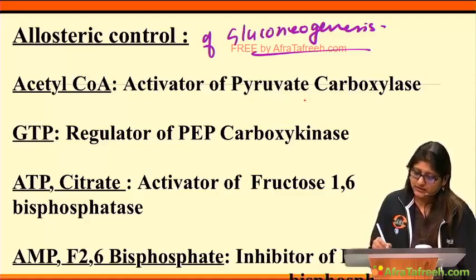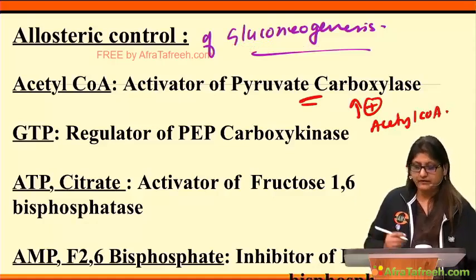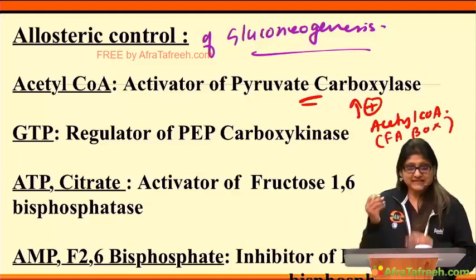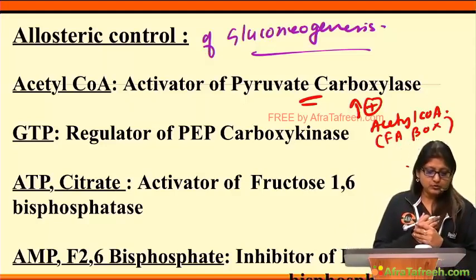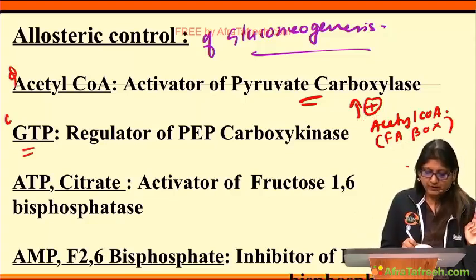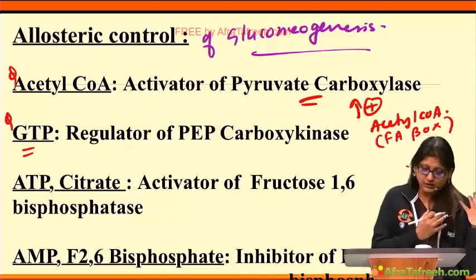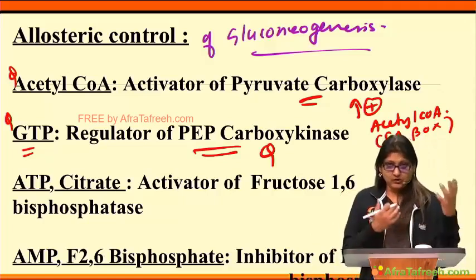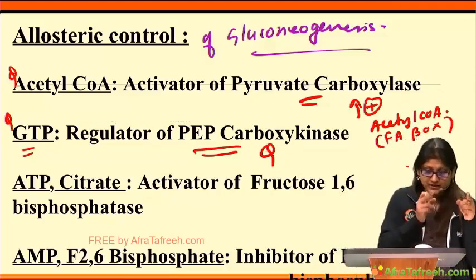pyruvate carboxylase getting activated by acetyl-CoA. It's an allosteric activator. So in mitochondria, if you have acetyl-CoA from fatty acid beta oxidation, it will activate the pyruvate carboxylase and upregulate the gluconeogenesis. Right? Very good. This you remember. Now coming to GTP. Which of the following is a step in the gluconeogenesis? You think there is a requirement of GTP? PEP carboxykinase. It's a mitochondrial enzyme. You have just seen converting the oxaloacetate to phosphoenolpyruvate, PEP carboxykinase, decarboxylating, needing GTP.